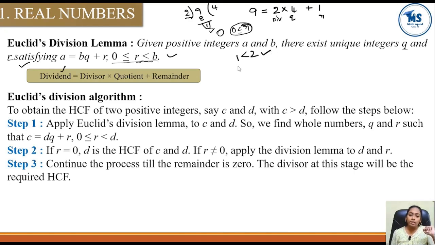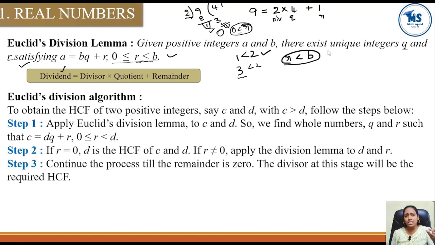Why? Can our remainder be 3? If it is 3, then 3 is not less than 2, so this condition will be wrong. But you can never have the remainder as 3 here. Say, for example, your remainder is 3, then you can divide it again by 2, and your remainder will be 1 again. So your r is always less than b, which is the divisor.